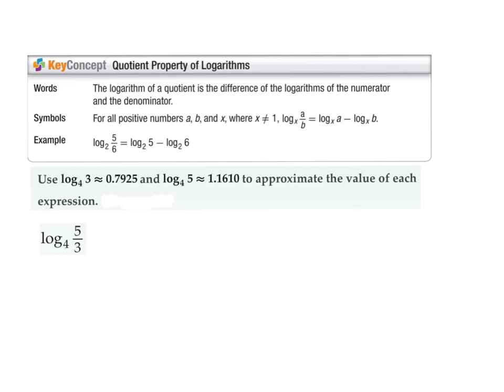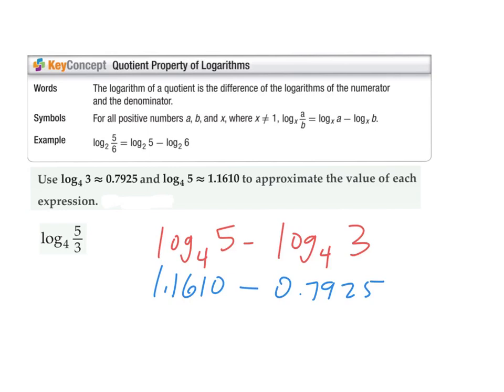Log base 4 of 5 minus log base 4 of 3. Correct. Okay. So all we're going to do is separate it into two logs using subtraction when you have division inside there. That's all you really have to do. And now they've given us what log base 4 of 5 is, and they've given us what log base 4 of 3 is.